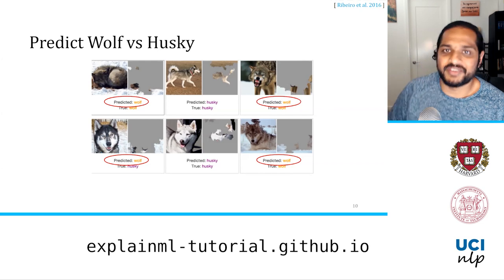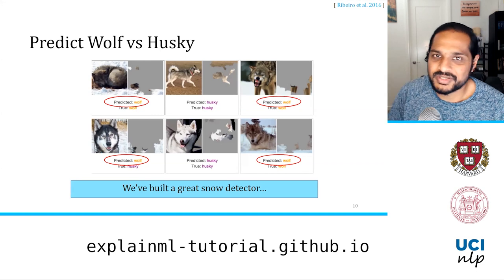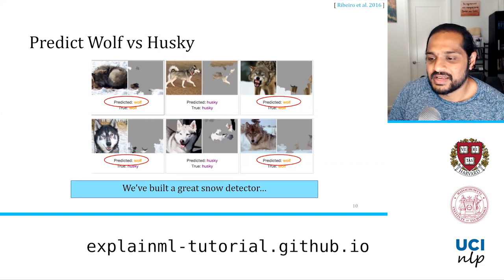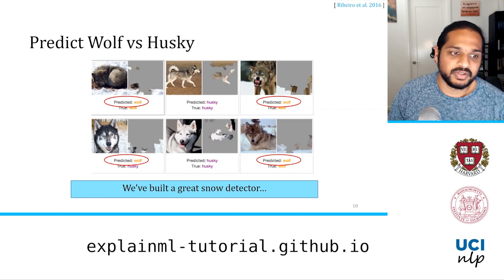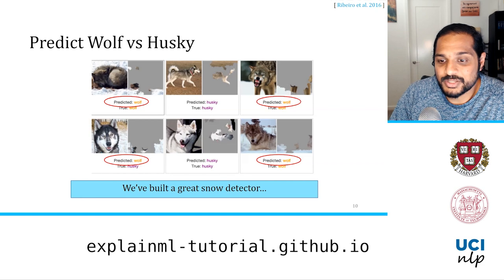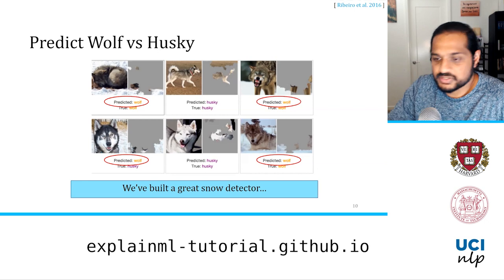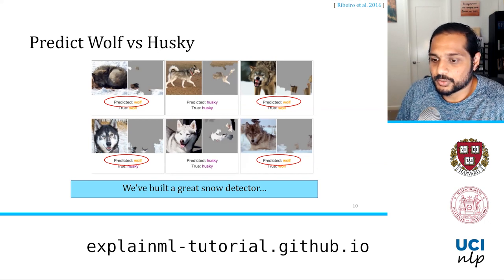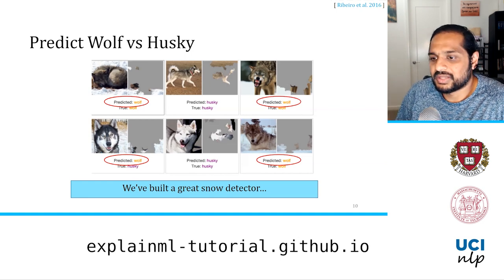And this would sort of verify what your intuition might be, that essentially this is not so much a wolf versus husky separator. It's more of a snow detector. Every time it detects snow, it predicts wolf. And every time it doesn't detect snow, it predicts husky, right? And that also explains that mistake that the model made. It just happens to be a husky in a snowy region, and the model predicts it to be wolf because it's not even looking at the animal, it's just looking at the snow. Okay, so that's sort of an example of how LIME works and what kind of explanations it produces.